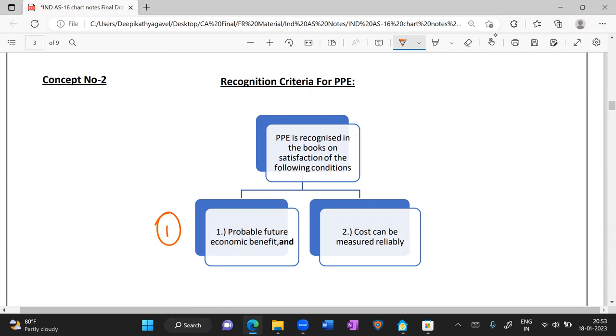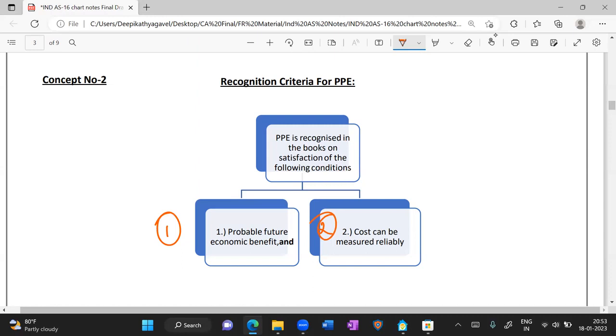This is very basic, right? See, this is something very logical also. If I am going to purchase any kind of machinery or any tangible asset, why would I purchase it if I'm not expecting any future economic benefit? So obviously there should be some future economic benefit from that tangible asset. And second, the cost should be reliably measured, right?